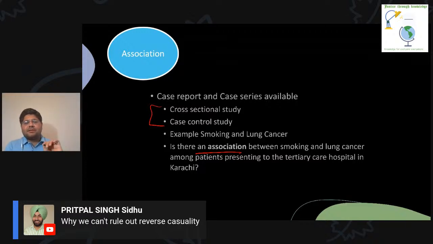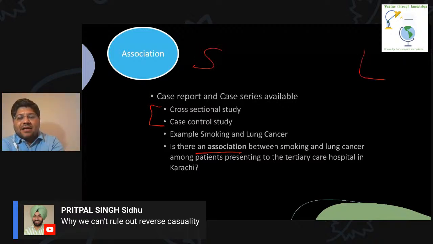But part of the answer lies in the fact that when I'm explaining these different study designs, what is a case control study, what is a cross-sectional study, what is a cohort study, right? But what happens over here is that with smoking, I'm saying that there is an association between smoking and lung cancer, right?